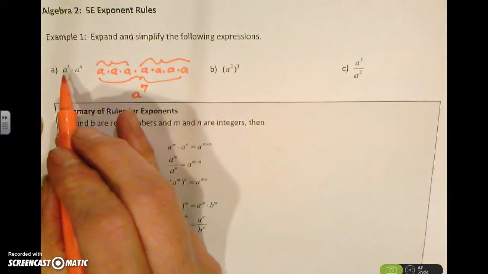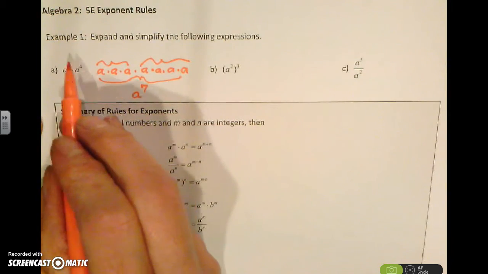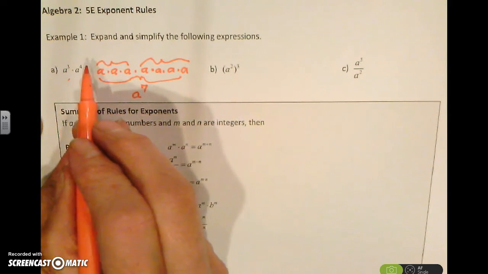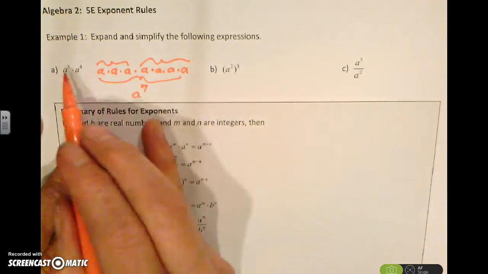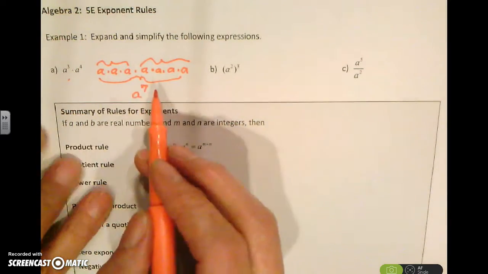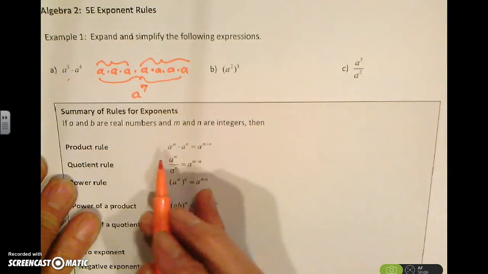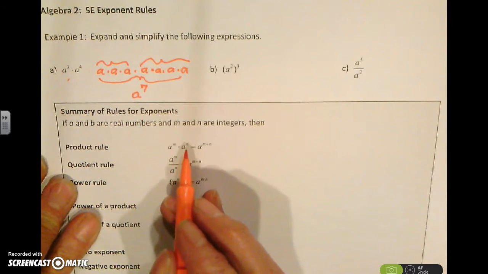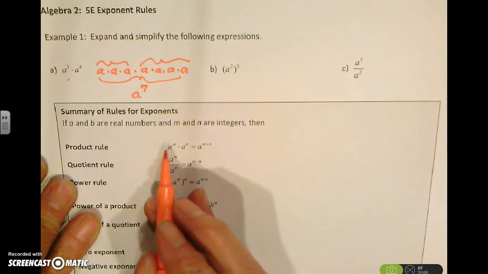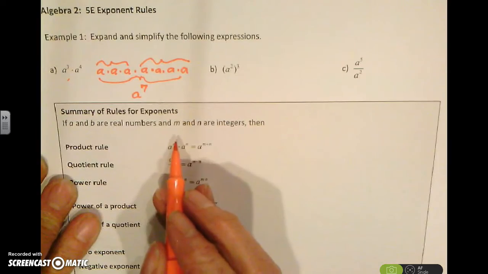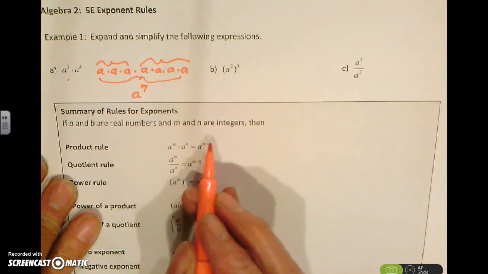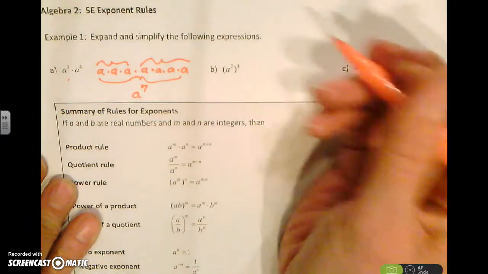So when we multiply expressions that have the same bases, notice that the 3 and the 4, we ended up with 7. So we added 3 and 4 and got 7. So that's going to lead to this product rule. If I'm multiplying two exponential expressions with the same base, I'm going to add the exponents.